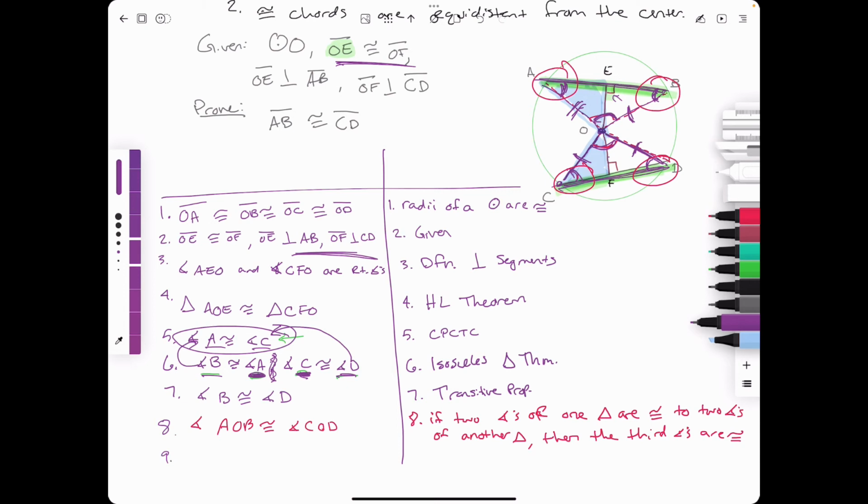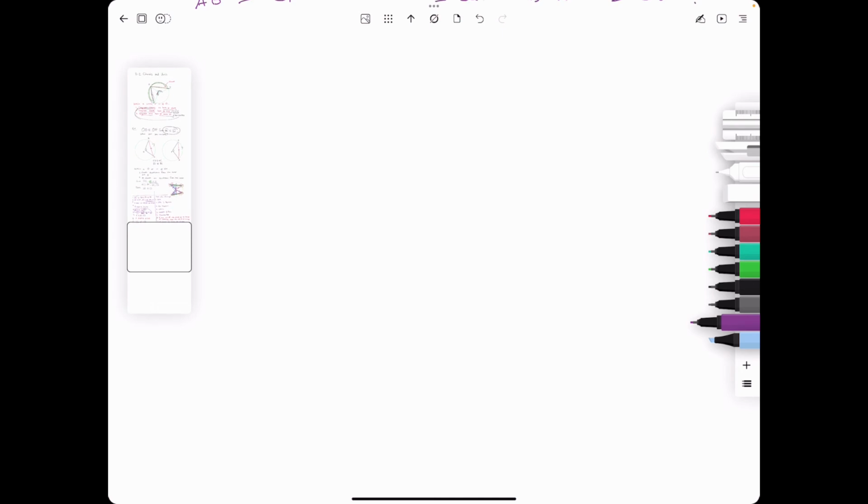Since Hannah's a little bit muffled, I'll say it for her. Segment AB is congruent to segment CD, because congruent central angles have congruent chords. That was what we just learned in one of those theorems, right? Okay, got it? Great, now we can finally do example 2.